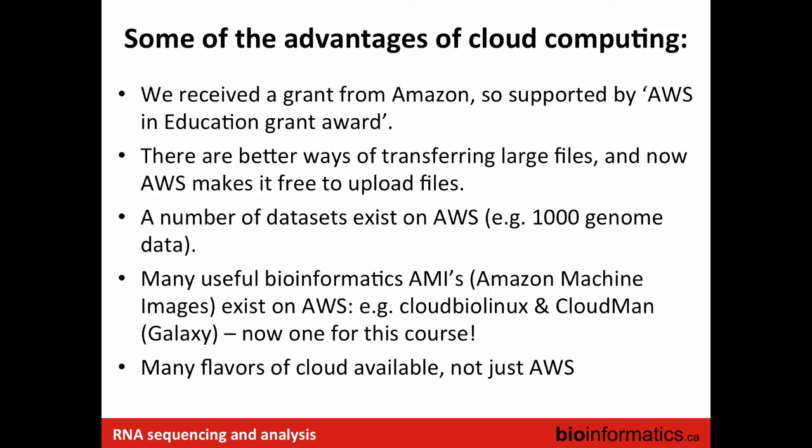There are also many useful bioinformatics images. So we're going to use an Amazon machine image that ZBIN has set up. There are many others like Cloud BioLinux and CloudMan and others. And there's actually one specifically for this course as well, where basically you can start a computer that exists on Amazon that has all of the software that you want already installed, right? So that's a big advantage. You don't have to spend a lot of time setting up a computer from scratch. You can set up one that's sort of geared towards your application.